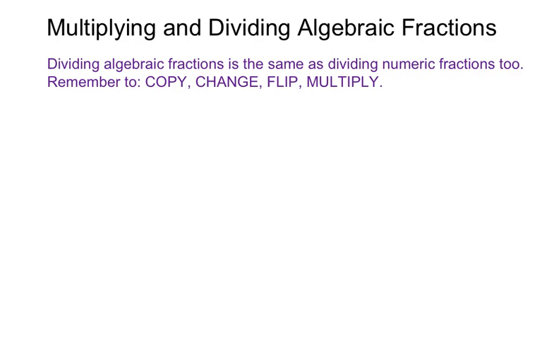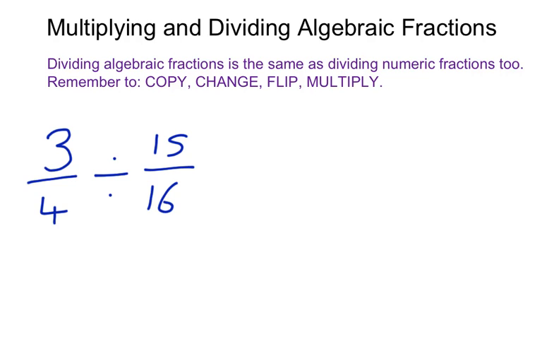Now let's have a look at dividing. And again, dividing works in the same way as with numeric fractions. So let's remind ourselves of how we work with a numeric fraction. We have something like 3/4 divided by 15 over 16. And what we do is we copy the first one, which is 3/4. We change the sign from a divide to a times. We flip the second one, so we get 16 over 15.